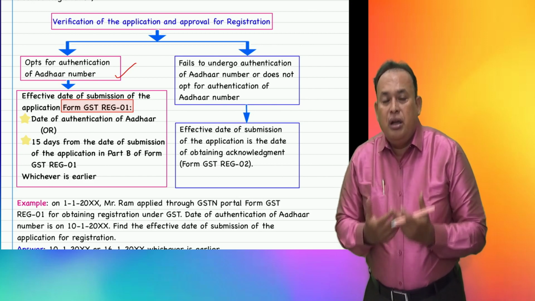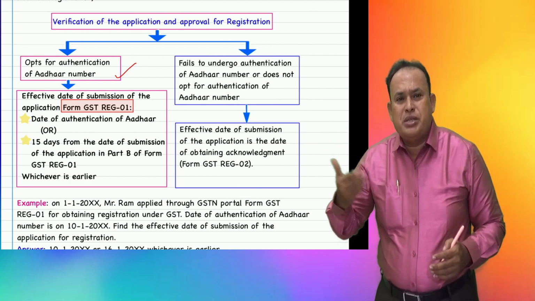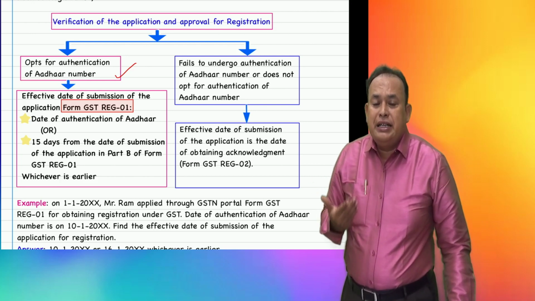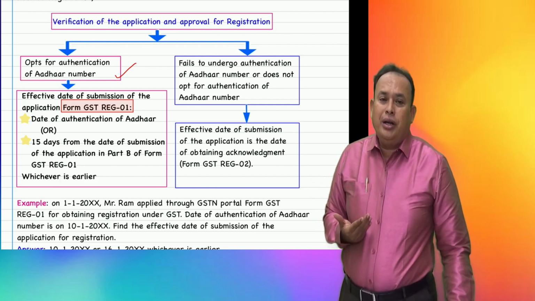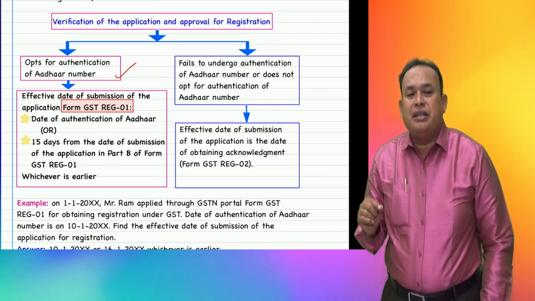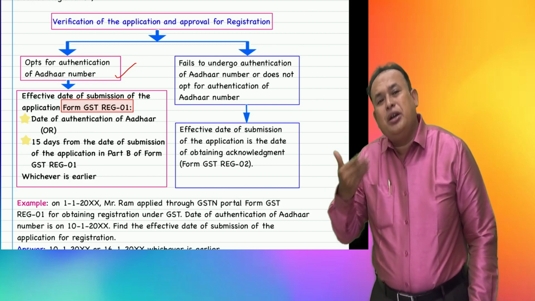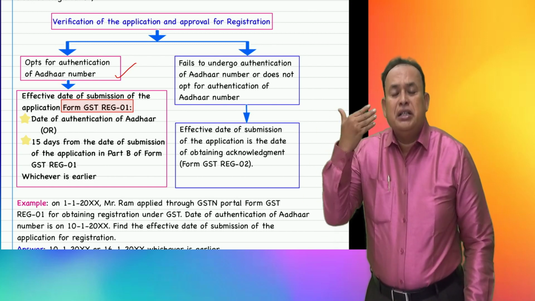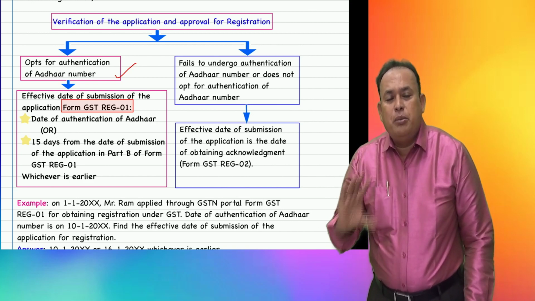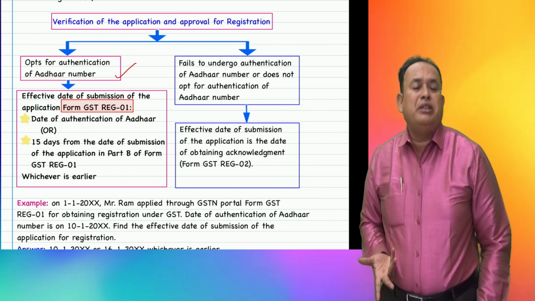You have to give the detail, what is the nature of business, and this. So date of authentication of Aadhaar, or 15 days from the date of submission of the application, part B. When I submit part A as well as part B of GST REG01, then only it is submitted. Part A alone information furnished, part B not furnished, then not a submission of application for the want of registration.